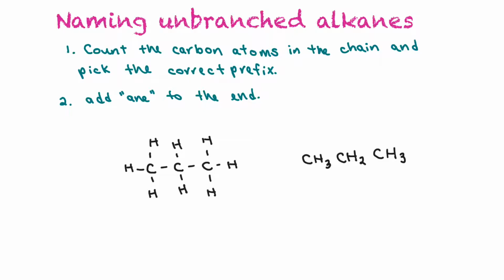It's the same thing as this one. So let's take a look here. So we've got 3 carbons, and they're all single bonds, so we know it's an alkane. So we have to look up the prefix. The prefix for 3 carbons is prop. And then we add ane to the end. So it's propane.